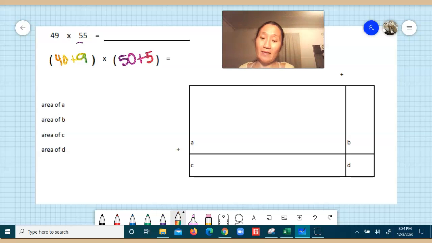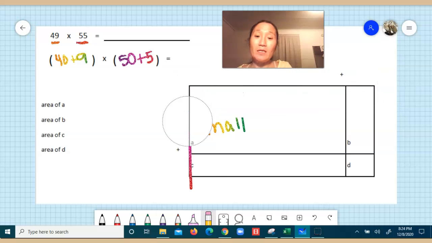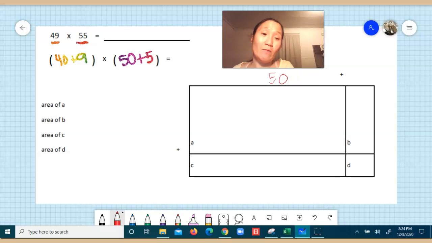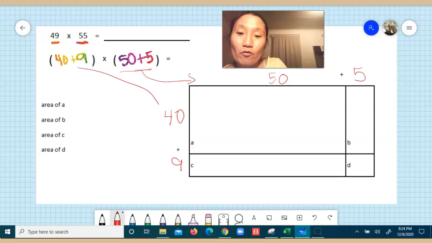Now, you need to decide at this point what is your big number and what is your small number. Big number always goes across the top. Your small number goes down the side. So, with that thought in mind, my big number is going to be 55. So my big number has to go across here. So I write my 50 here and my 5 there. Big number across the top, small number on the side. So 49 is my small number, 40 plus 9. So I put my 55 here and I put my 49 there.